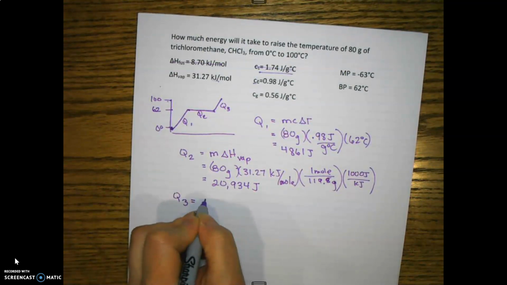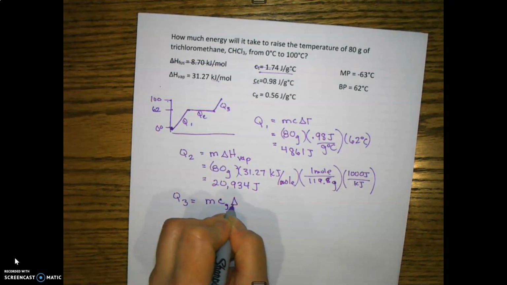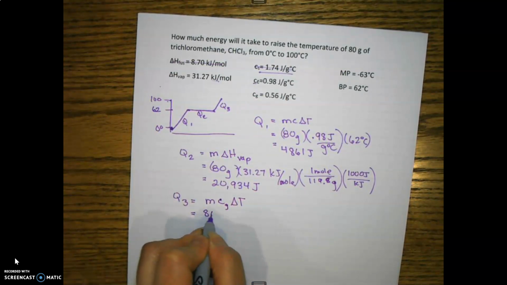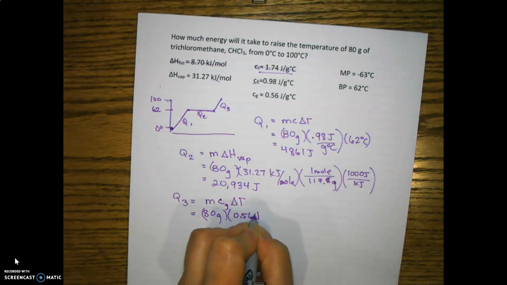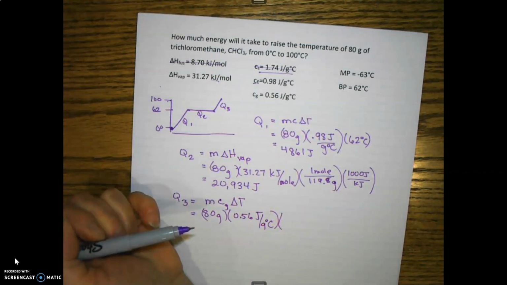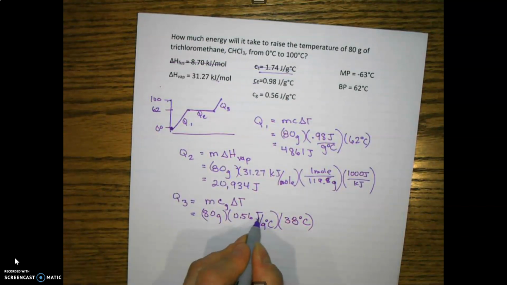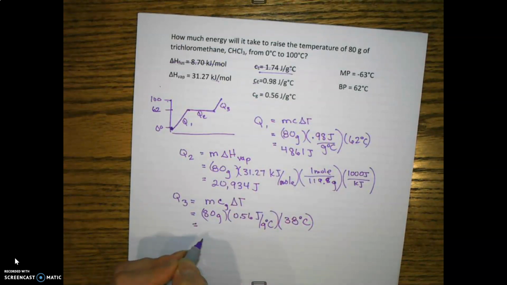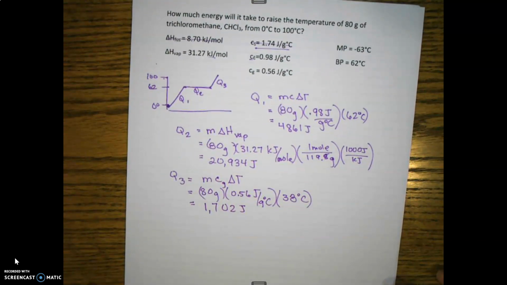So Q3 is going to be, again, heating the gas, MC delta T of the gas. Still those 80 grams, but my gas is 0.56 joules per gram degree Celsius. My delta T is now 62 up to 100, so I've got 38 degrees here. And that's going to give me joules, which is what the other two are, so I don't have to do any additional work. That means I'm going to have another 1702 joules used to do this step 3.